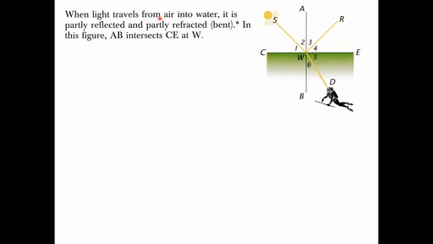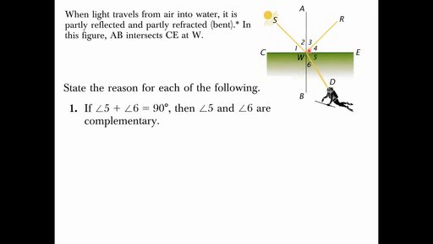Maybe you've seen this effect when you put a pencil in a glass of water, how the light seems to be refracted and the pencil is bent. Well, in this figure we're given that AB intersects CE at point W, right there. That's all we're given. And now we need some reasons.